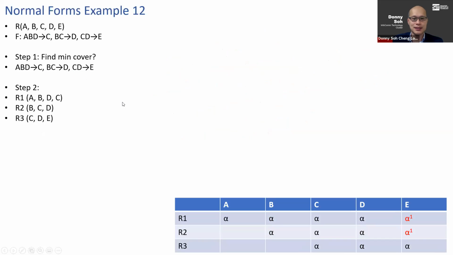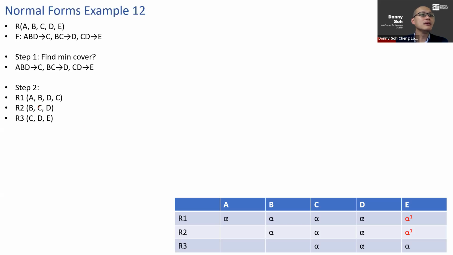Okay, another example. This is the last example. We have A, B, C, D, E. A, B, C implies C, B, C implies D, C, D implies E. Assume this is the minimum cover. So we create the tables from the minimum cover: A, B, C, D; B, C, D; and C, D, E. We can't combine tables in this scenario.